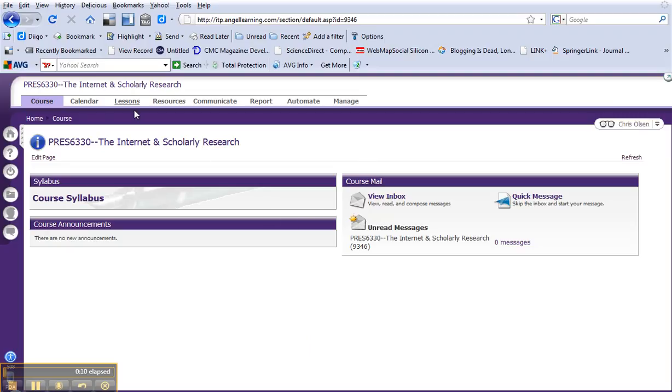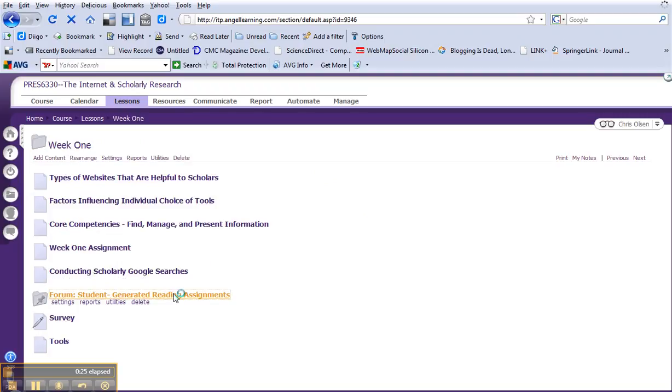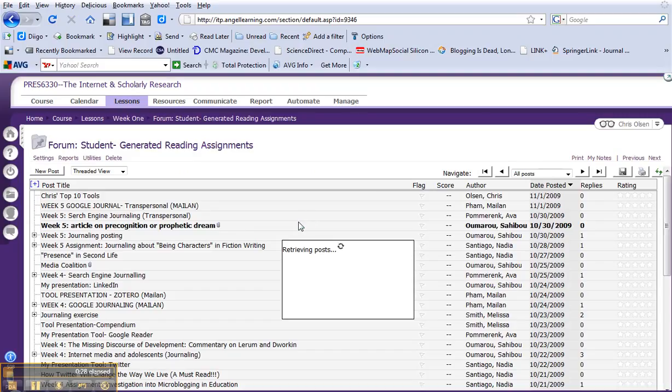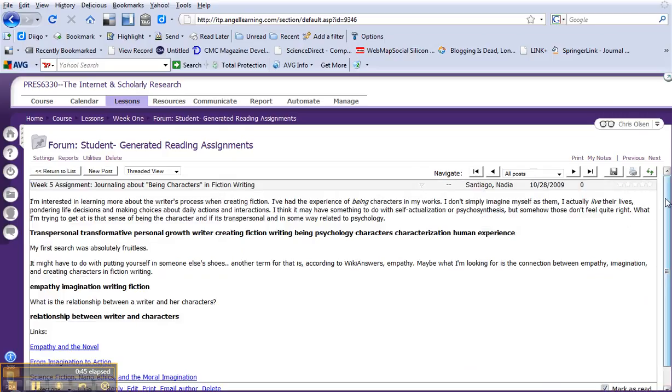What I'm going to do in this tutorial is take a look at somebody's journal entry, and we're going to see how we can refine the results and go deeper. So I'm just going to lessons here, week 1 where the forum is. And what I did is I took a look at the first one that I saw here. It looks like on October 28th, Nadia submitted the first journal exercise. So I'm going to go with hers. And I'm just going to read her first paragraph here.